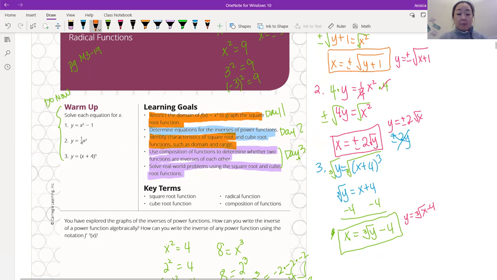It's for any number y, right? So that's why we just leave it as a square root. And note here for number 3, in order to get rid of a cube, the way we get rid of it is the same way you get rid of a square, right? But instead of a square root, you just use a cube root.